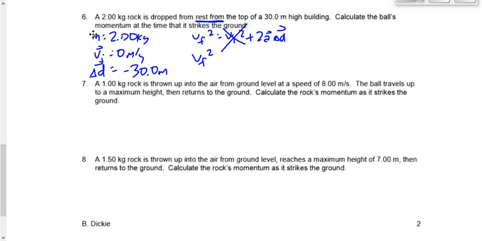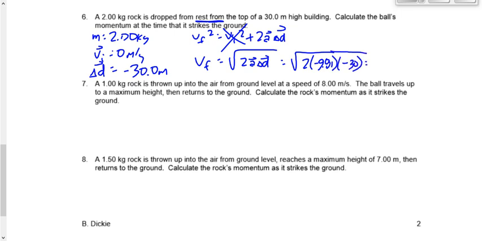Because it's 0, yeah. So VF squared, or let's just say VF, is equal to the square root of 2AD, which is the square root of 2 times negative 9.81 times negative 30. And that final speed is 24.26108 meters per second. Is that all right?